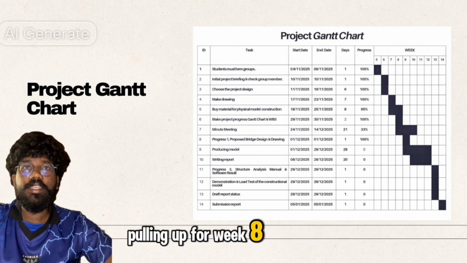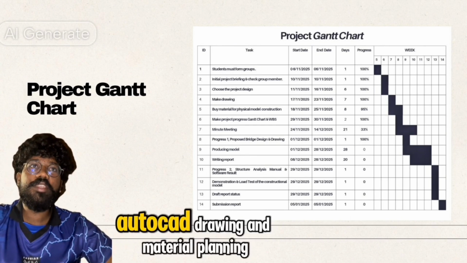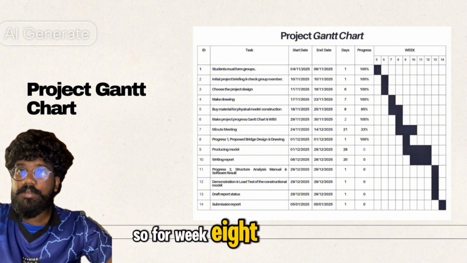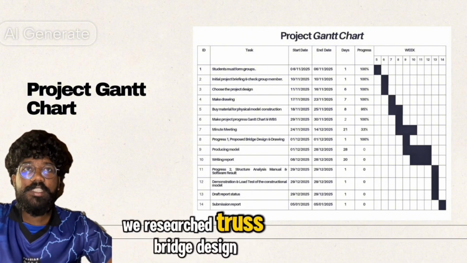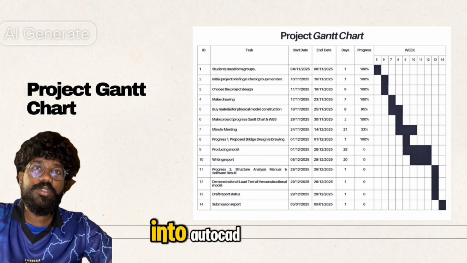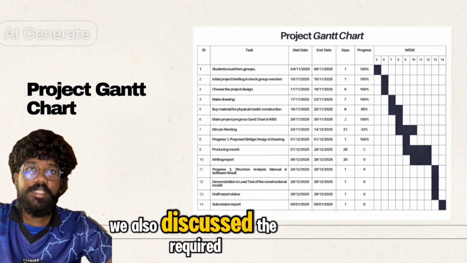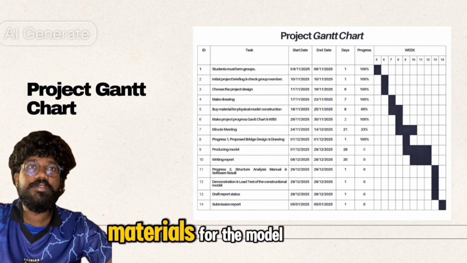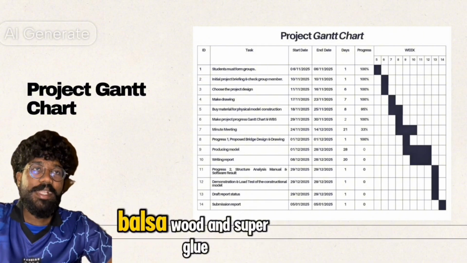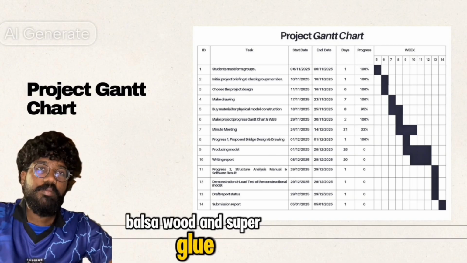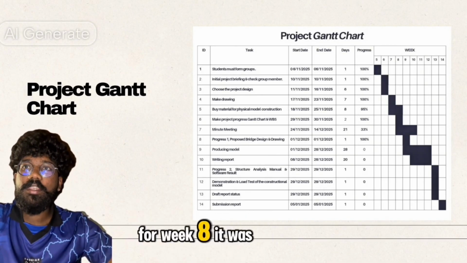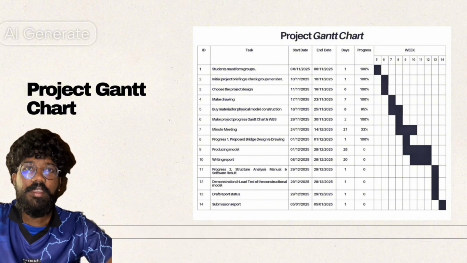Pulling up for week 8, it was more on research, AutoCAD drawing and material planning. So for week 8, we researched truss bridge design in depth and transferred our sketch drawing into AutoCAD. We also discussed the required materials for the model such as 5 mm balsa wood and superglue and began collecting funds for purchasing the materials. For week 8, it was 100% progress.